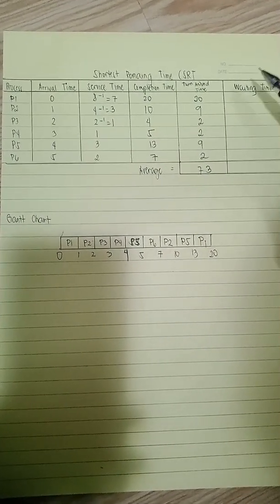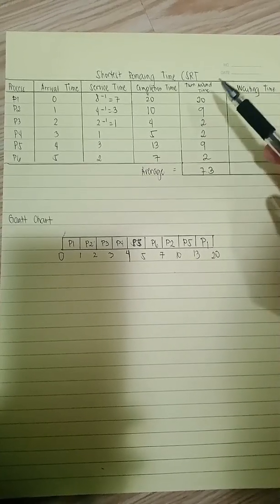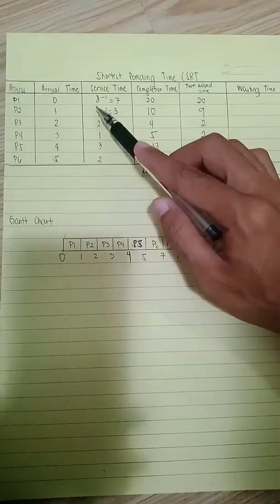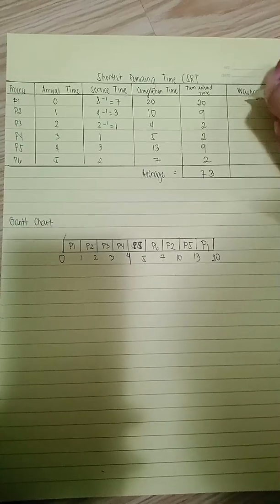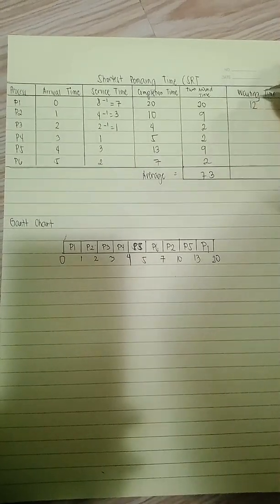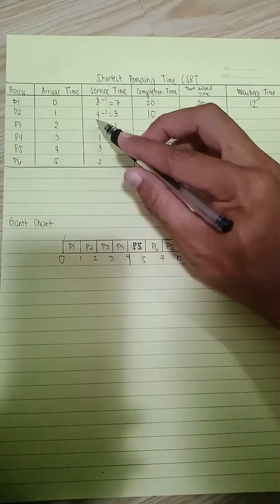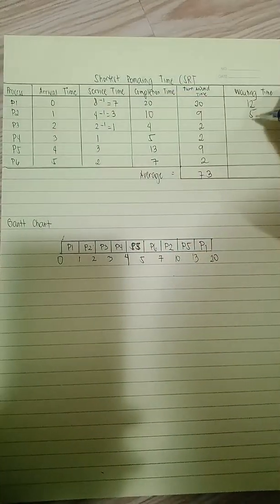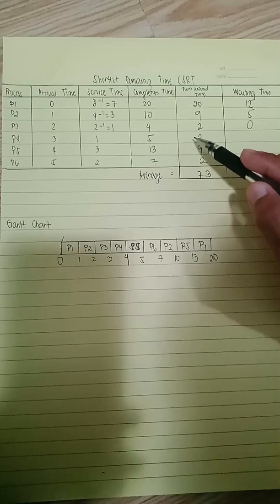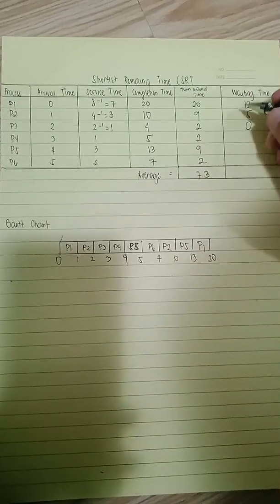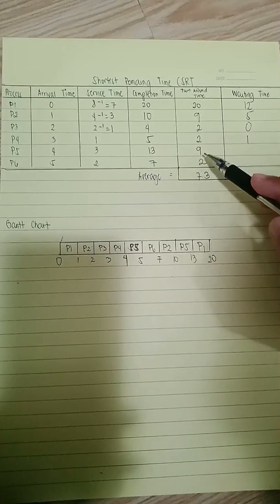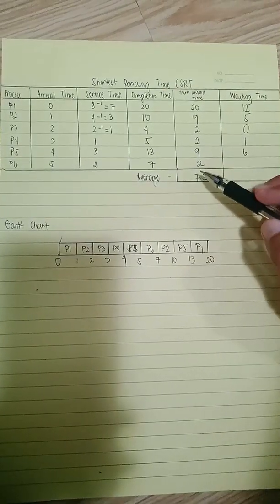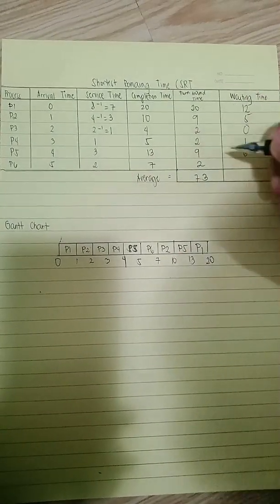Lastly, for the waiting time, subtract the service time from the turnaround time. For P1, 20 minus 8 is 12. For P2, 9 minus 4 is 5. For P3, 2 minus 2 is 0. For P4, 2 minus 1 is 1. For P5, 9 minus 3 is 6. For P6, 2 minus 2 is 0.